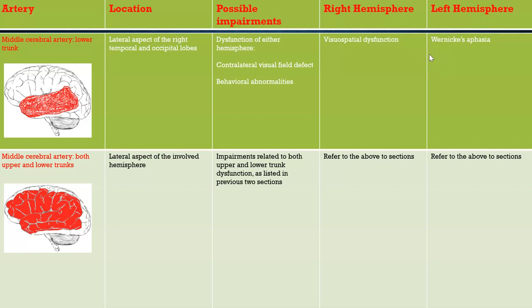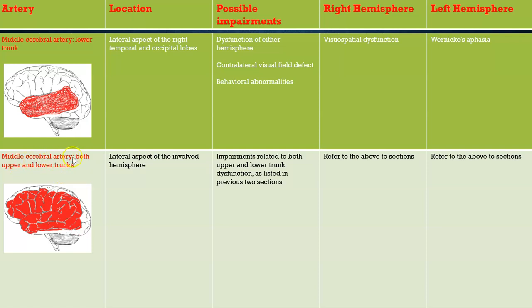If I'm right hand dominant, my Wernicke's area will be on the left side, and that will be affected. You see the parietal lobe, temporal lobe is occluded on this side, and there will be my Wernicke's area. And I'll be having a lot of problems with my speech, planning, or understanding sense.